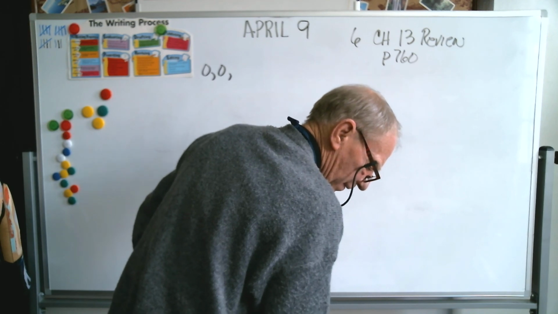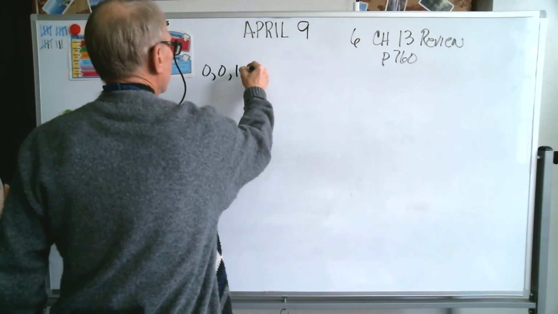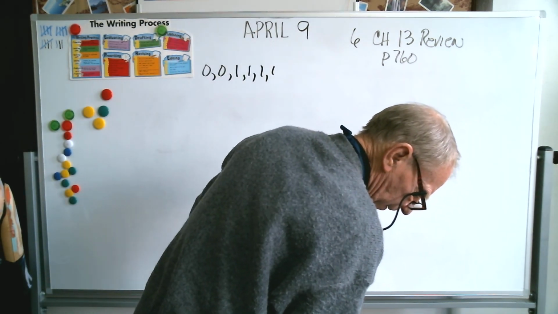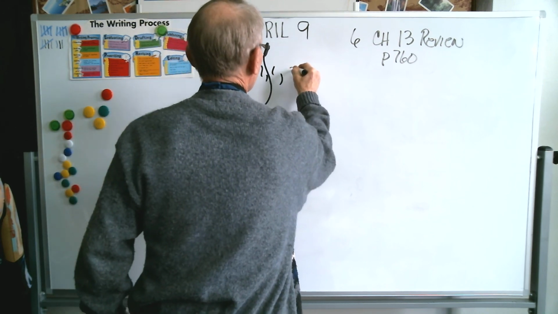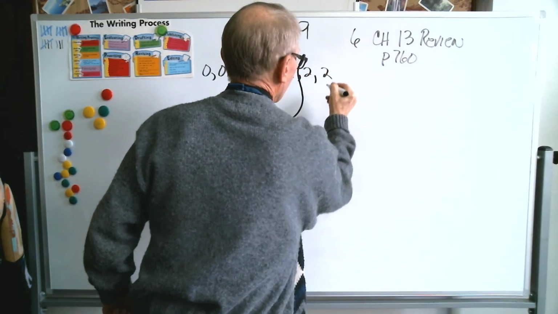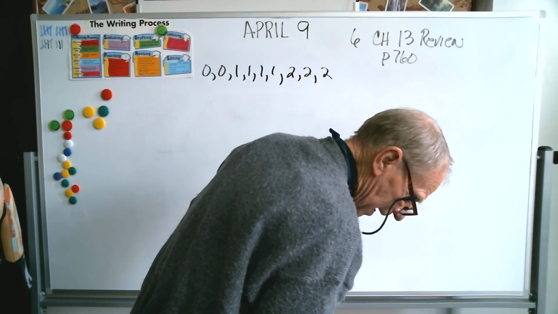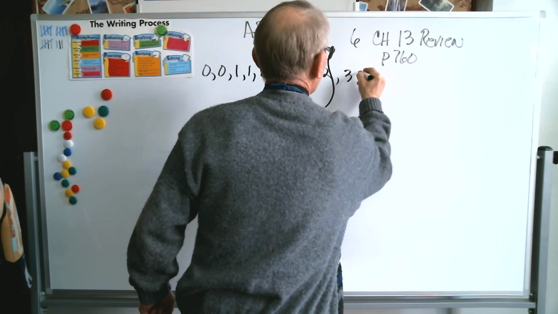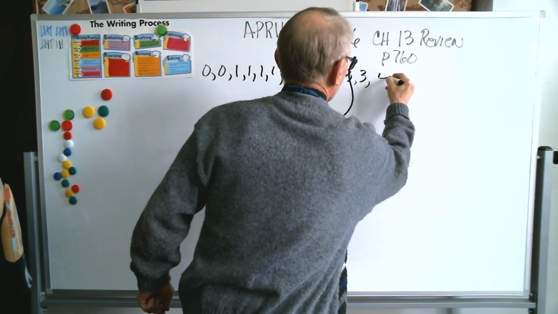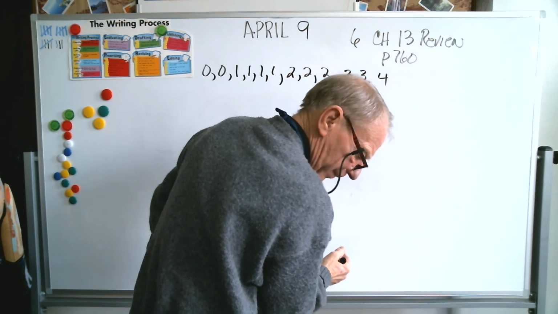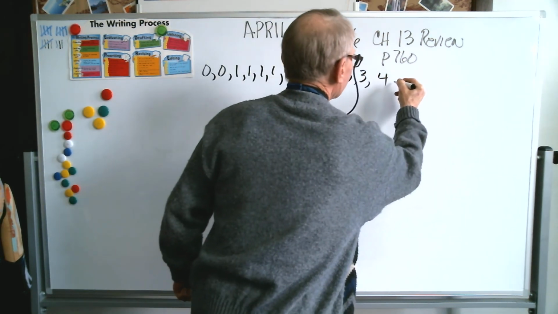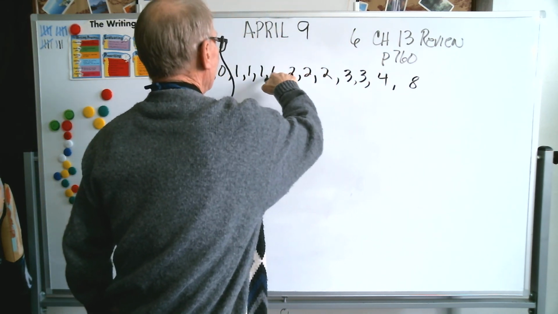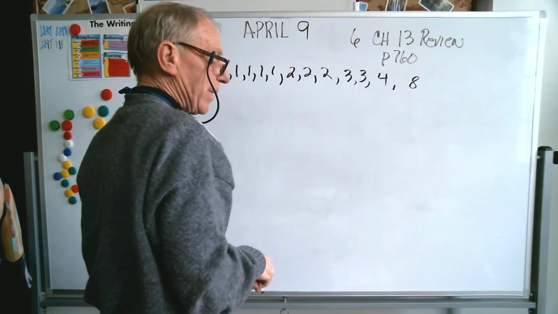We've got 4 ones. We've got 3 twos. Remember, we got to list every data point. There are 2 threes. A 4. And then an 8. 1, 2, 3, 4, 5, 6, 7, 8, 9, 10, 11, 12, 13. Okay, we got it all there.